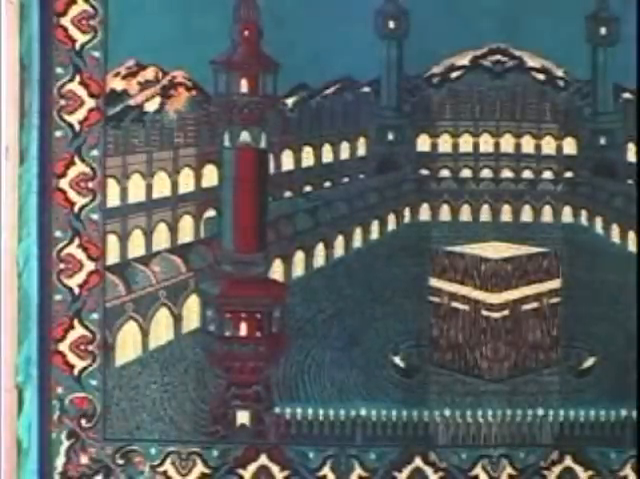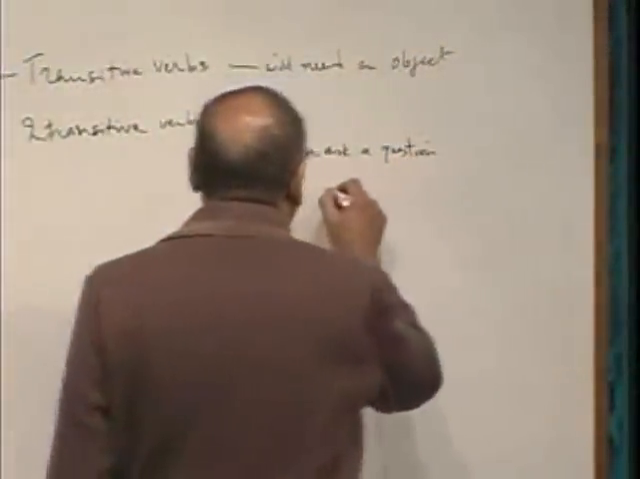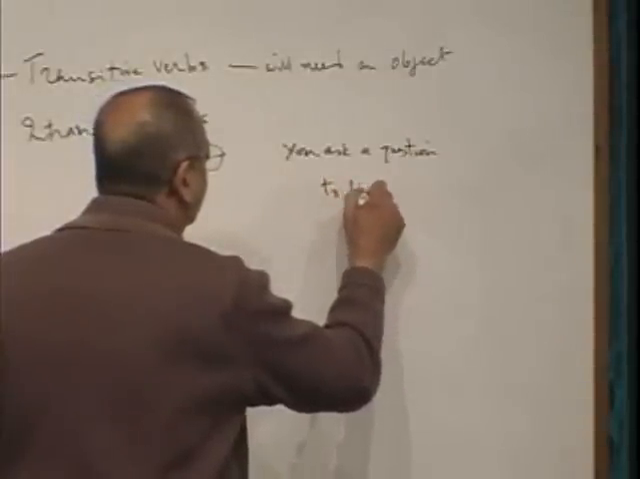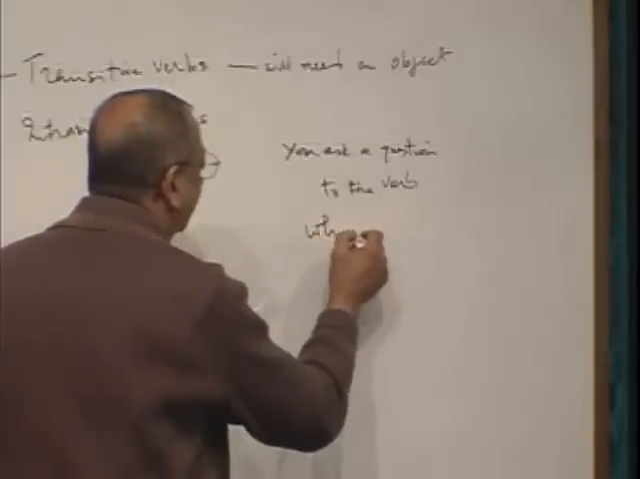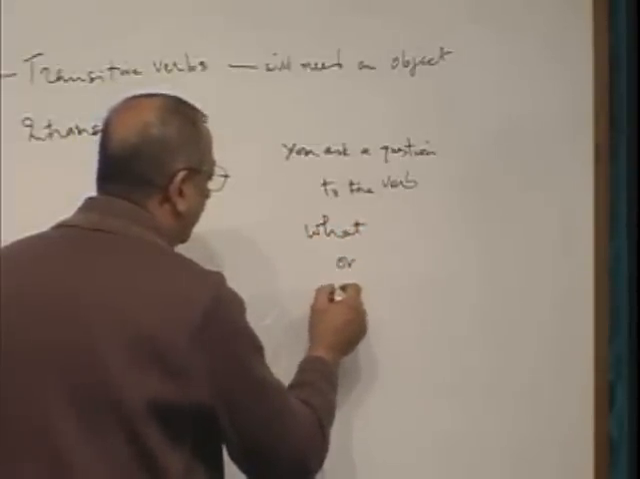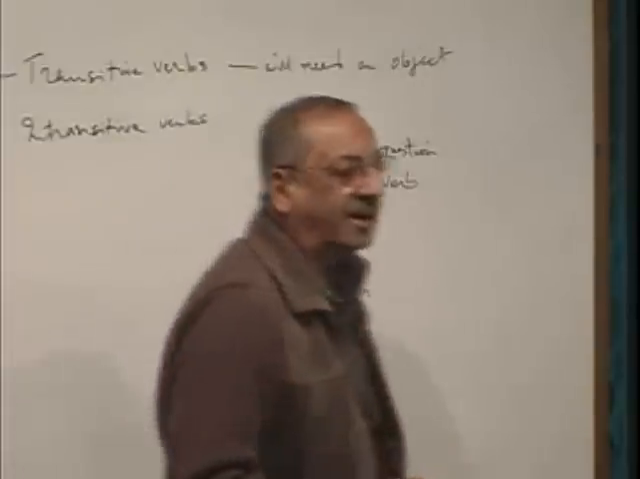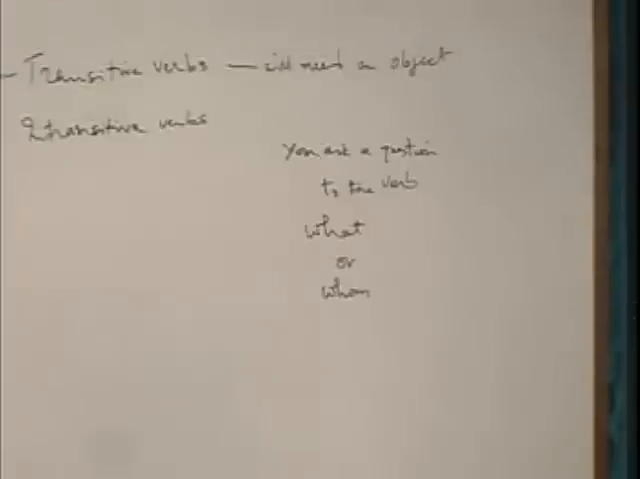So, how do I find out whether the verb is transitive or intransitive? How do I find out? I ask a question. You ask a question to the verb. What question will you ask? What? Or whom? If you get a proper answer for these things, brothers and sisters, then it means it needs maf'ulun bihi.